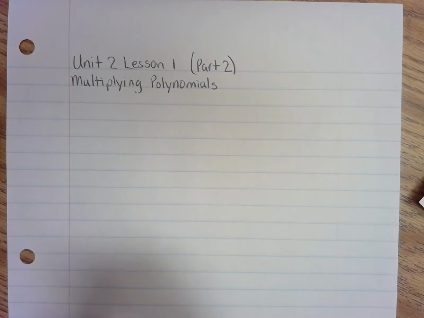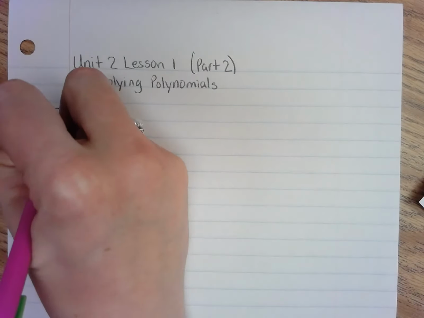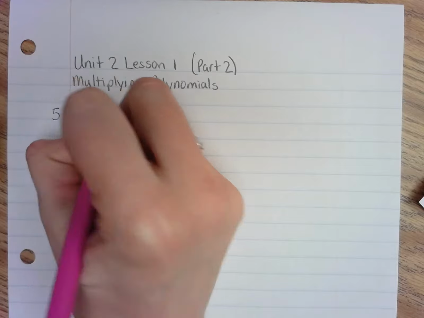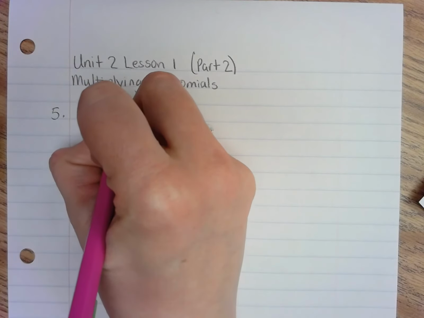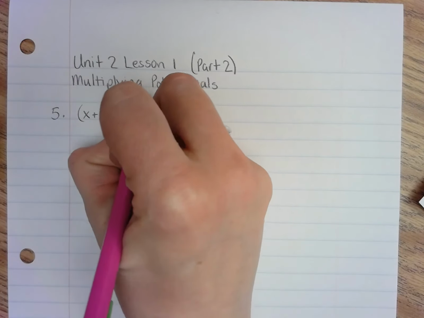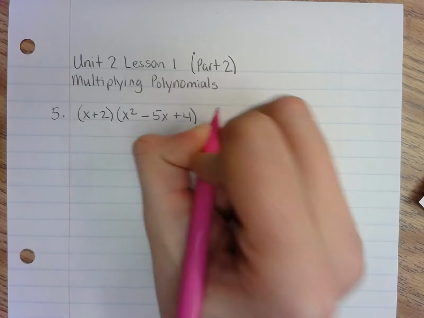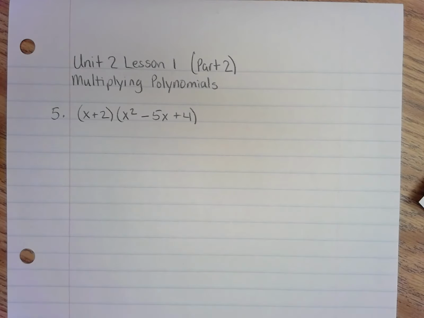So let's look at our example. Number 5, we have a binomial of x plus 2 that we're going to multiply with the trinomial x squared minus 5x plus 4. So you should have previously learned how to multiply binomials times binomials. This will be much the same, as we're going to use the distributive property to multiply.